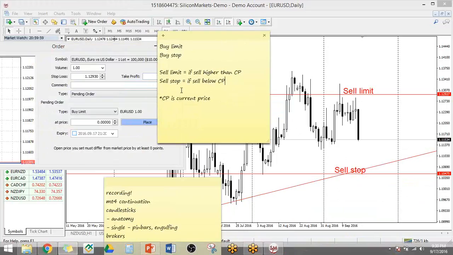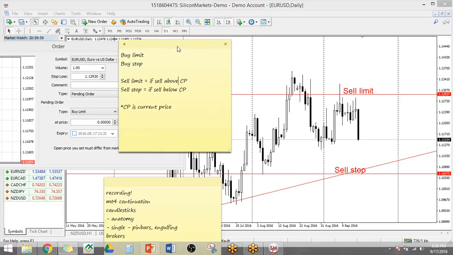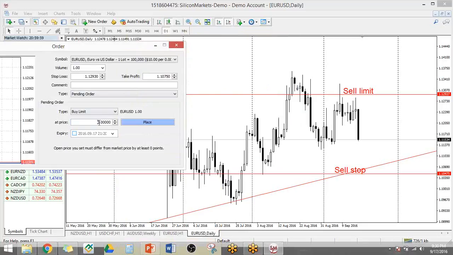So you use sell stop if you want to sell below the current price. Sell limit if you want to sell higher than the current price, or above current price. Let's just change that to above so that things are much simpler. So you just put in your price here and then you choose, let's say, sell limit, and then we want to sell at 1.1293.